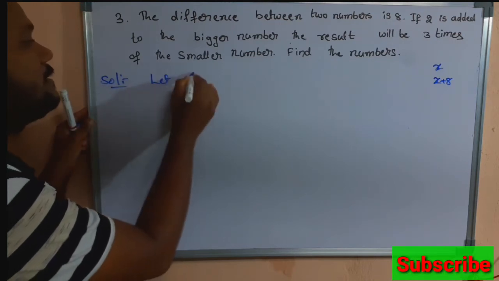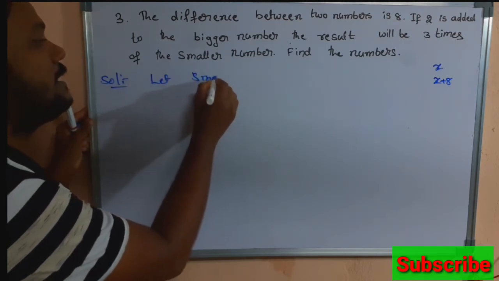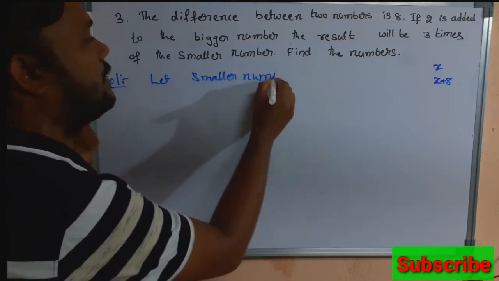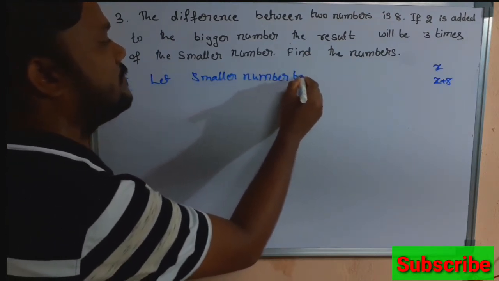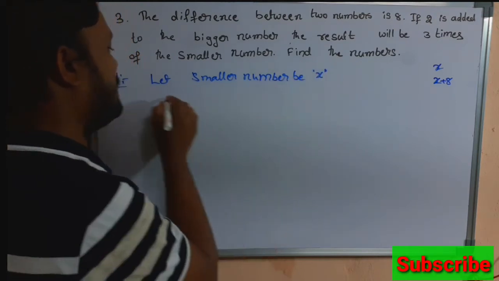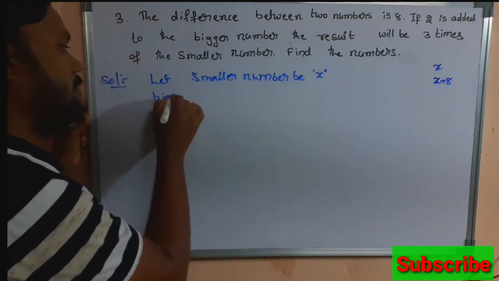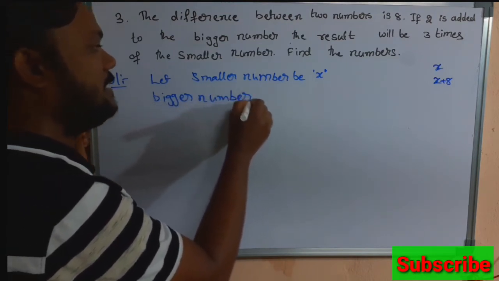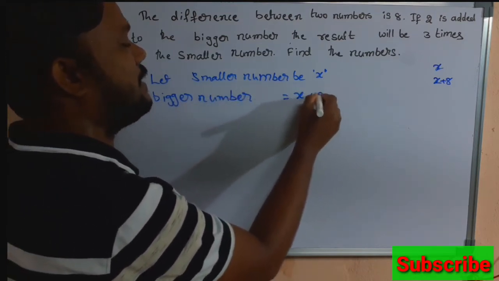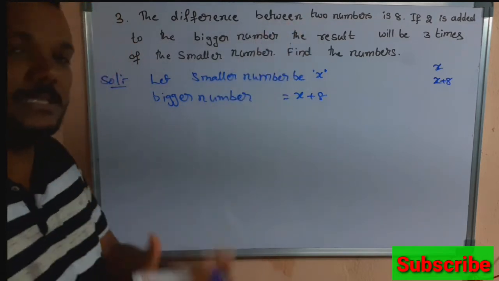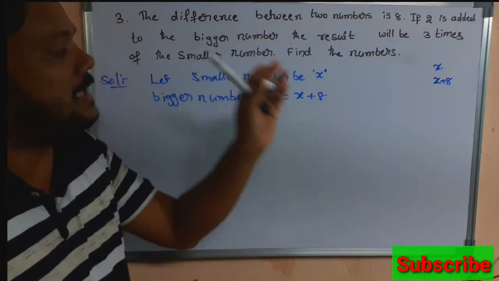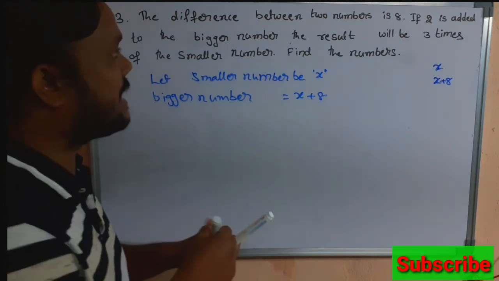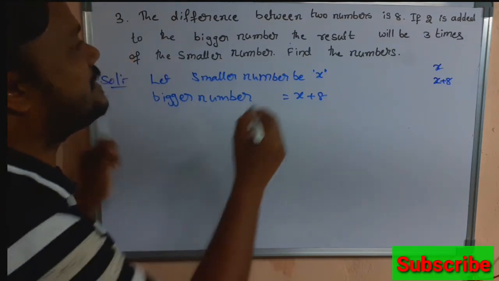Let the smaller number be x. Then the bigger number is x plus 8. Why? Because the difference between the two numbers is 8. The smaller number is x, so the bigger number becomes x plus 8. Then afterwards you need to read this statement.